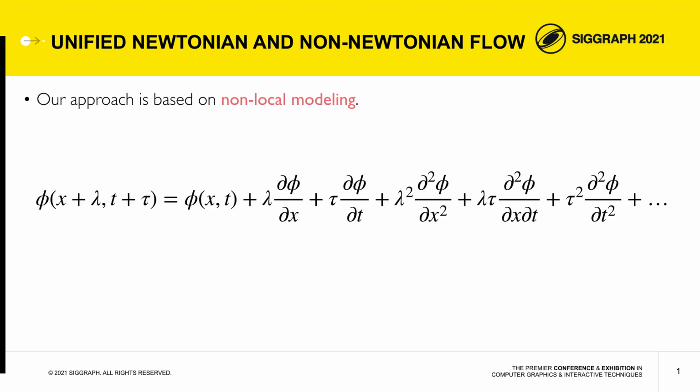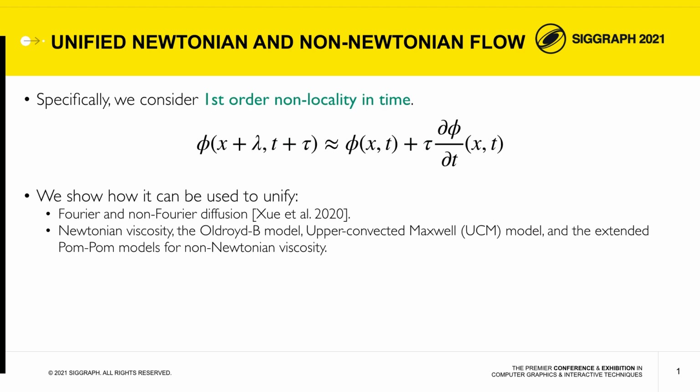Our approach is based on non-local modeling. Intuitively, this approach considers the higher-order spatial and temporal derivatives of quantities of interest. Specifically, we consider first-order non-locality in time. We show how it can be used to unify Fourier and non-Fourier diffusion, as well as Newtonian viscosity, the Oldroyd-B model, the upper-convected Maxwell model, and the extended POM-POM model for non-Newtonian viscosity.